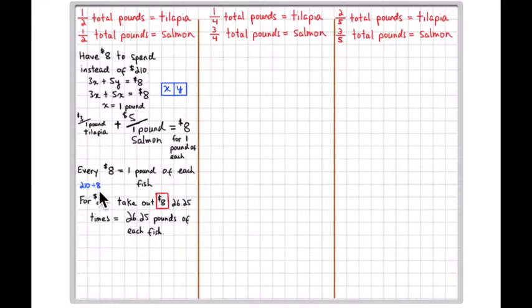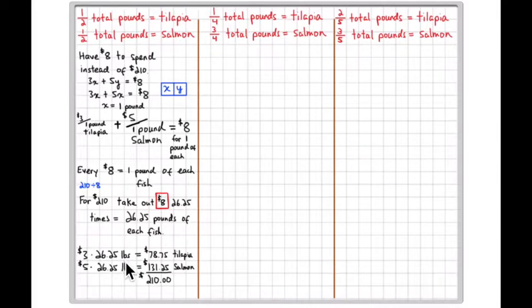Now, if I have $210, how many times can I go into the store and spend that $8? I can do that 26¼ times. So that's where the 26¼ pounds comes from. Every time I walk in and buy tilapia, that's 1 pound for my $3. Every time I walk in and buy salmon, that's 1 pound for my $5. I can do that 26¼ times. So I can purchase 26¼ pounds of tilapia, 26¼ pounds of salmon. So the price of all of that, $3 times the tilapia, $5 times the salmon, adds to that $210.